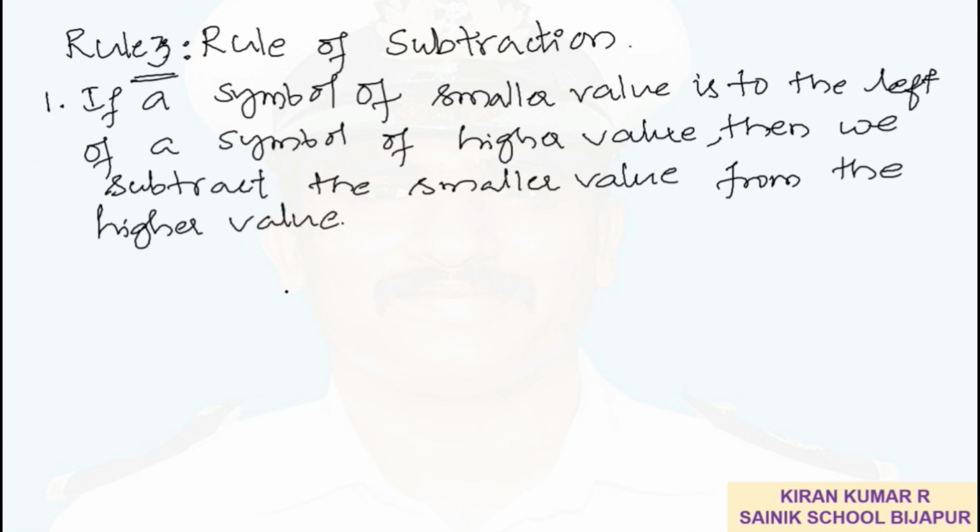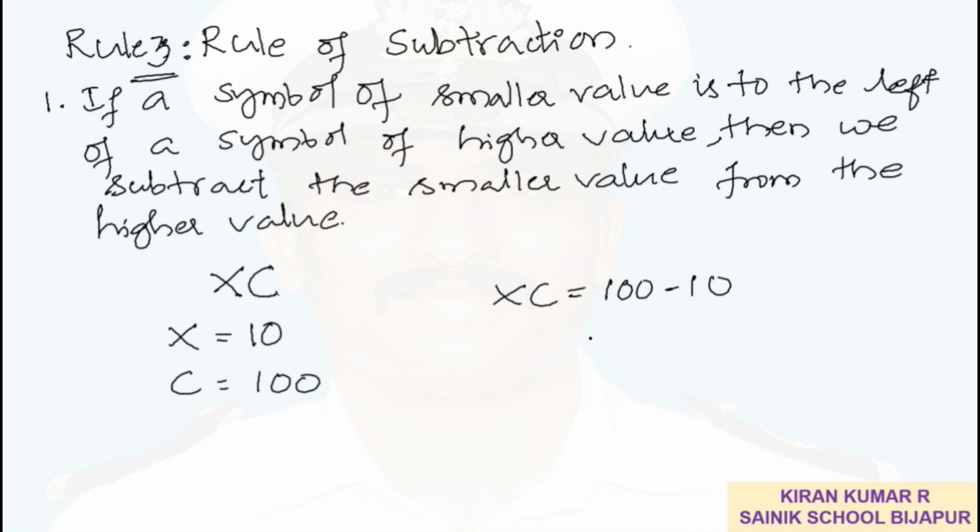Let us take an example and see. If we have the symbol XC, we know that X is 10 and C is 100. Now the smaller value symbol is towards left of the symbol having higher value. Therefore, XC is the smaller value subtracted from the value of the higher symbol. It is nothing but 90. This is how we make use of the symbol if a smaller value is towards the left of higher value.